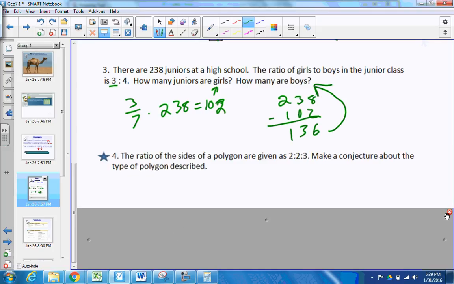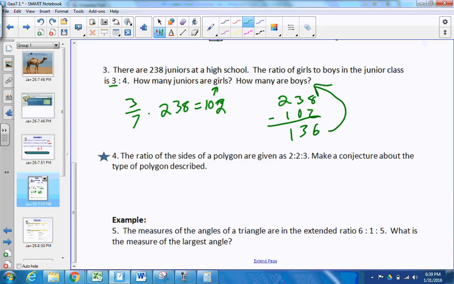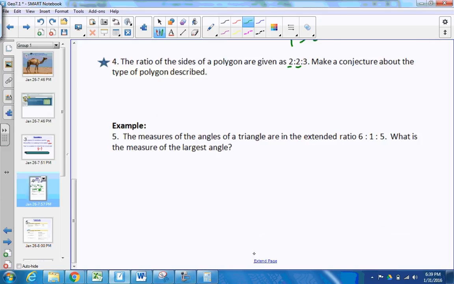All right. The ratio of sides of a polygon given. All right, here's an extended one. It has a star by it because it's an extended ratio. The sides of a polygon are 2 to 2 to 3. So it's a three-sided polygon or a triangle. Making a conjecture about the type of polygon described. All right, I kind of just gave it away. Hopefully you could figure out that since the ratio of sides of this polygon are 2 to 2 to 3, I think it's going to be a triangle. Specifically, if we have two sides to be the same, an isosceles triangle.